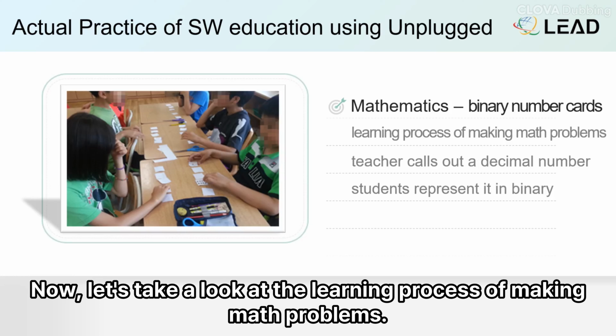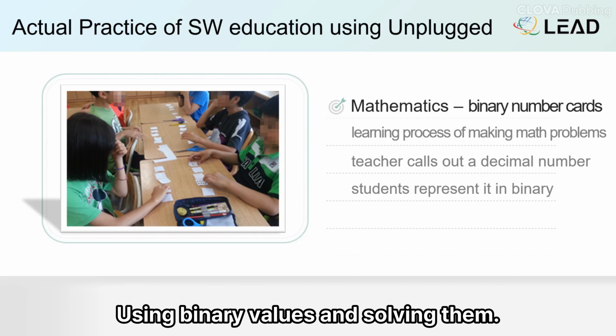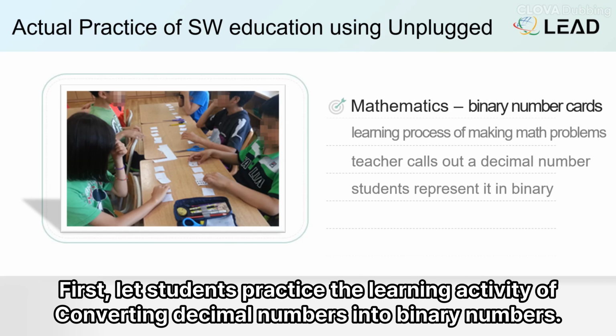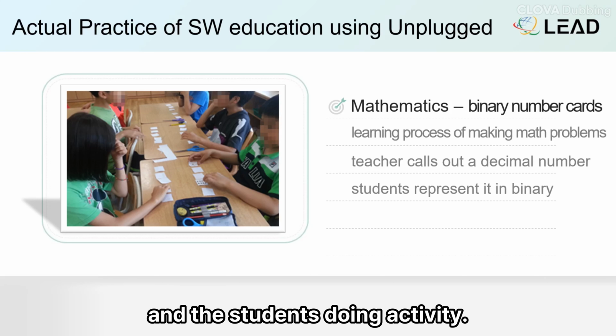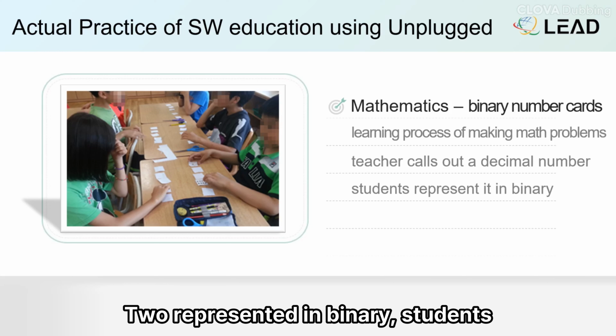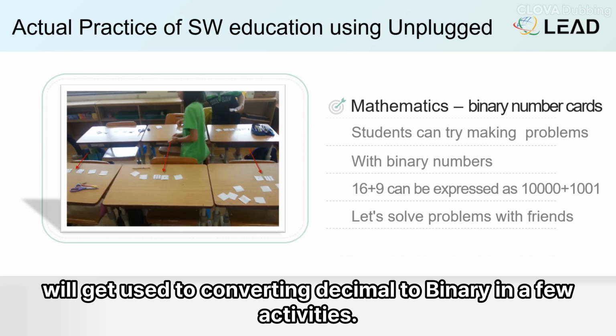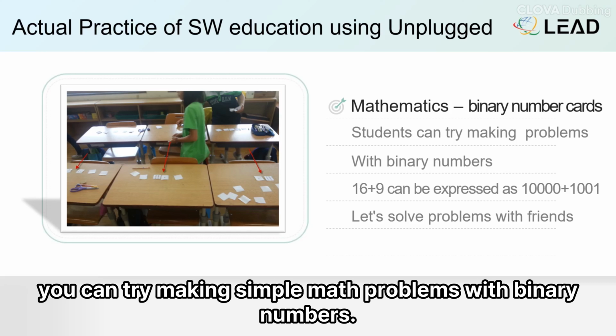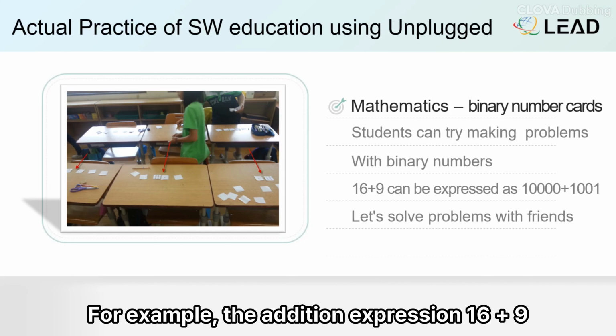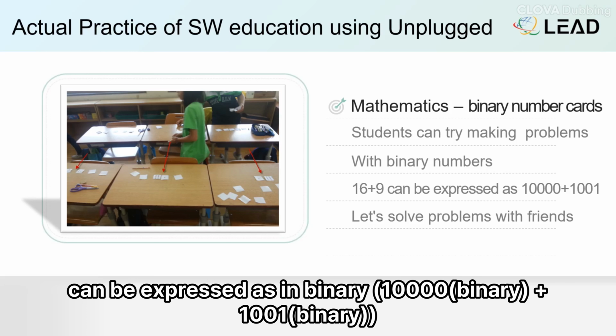Now, let's take a look at the learning process of making math problems using binary values and solving them. First, let students practice the learning activity of converting decimal numbers into binary numbers. The teacher calls out a decimal number and the students do an activity to represent it in binary. Students will get used to converting decimal to binary in a few activities. Once students get used to the above activities, you can try making simple math problems with binary numbers. For example, the addition expression 16 plus 9 can be expressed as 11001 in binary.